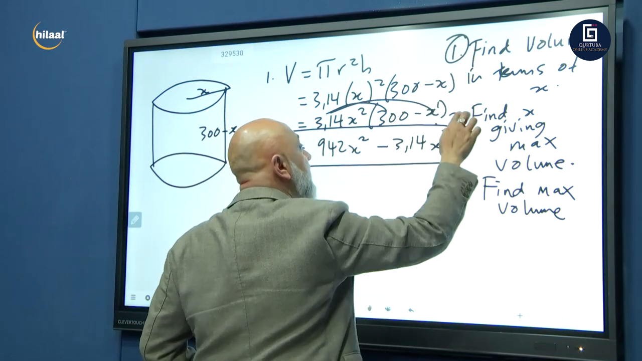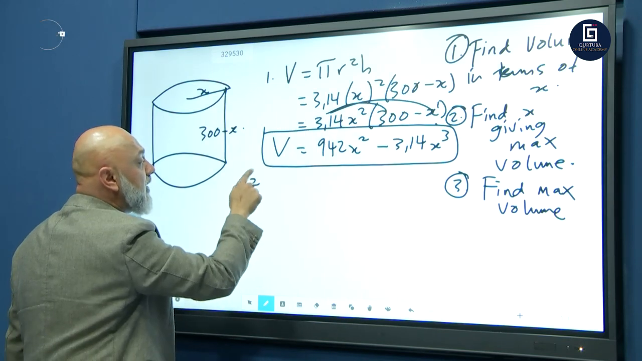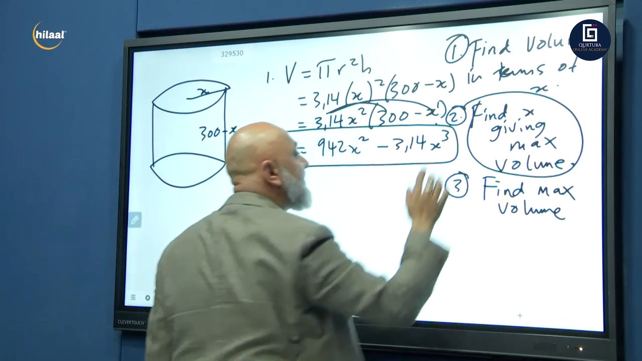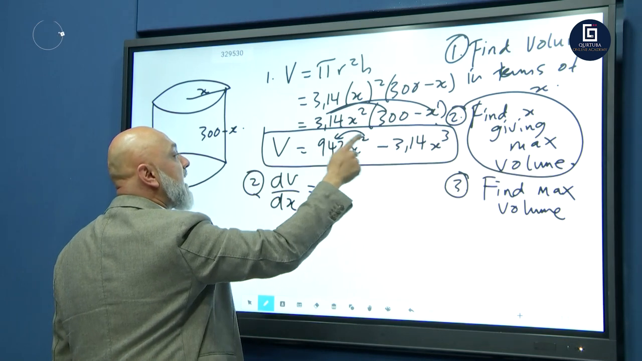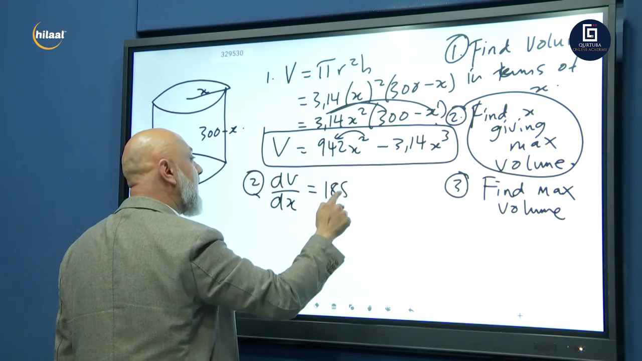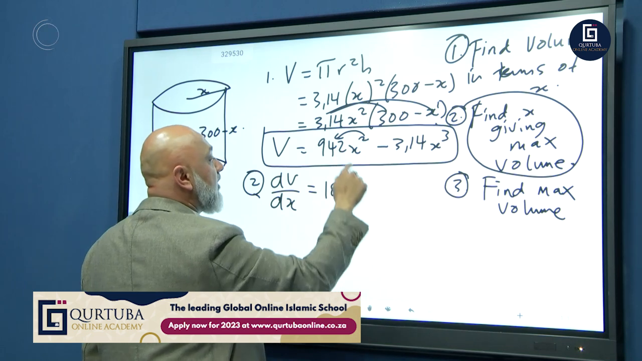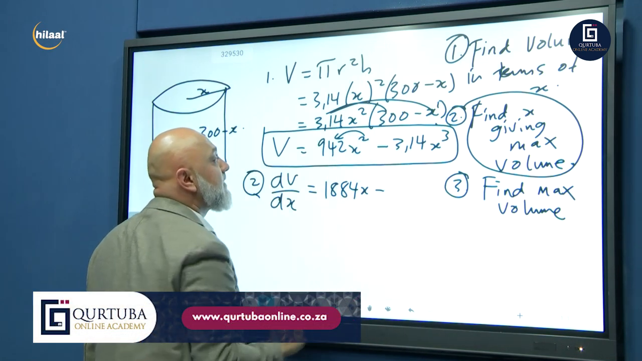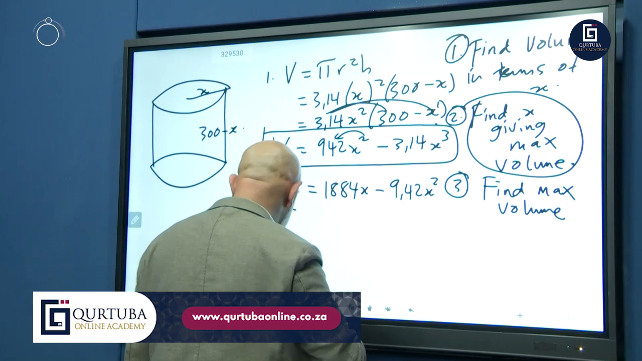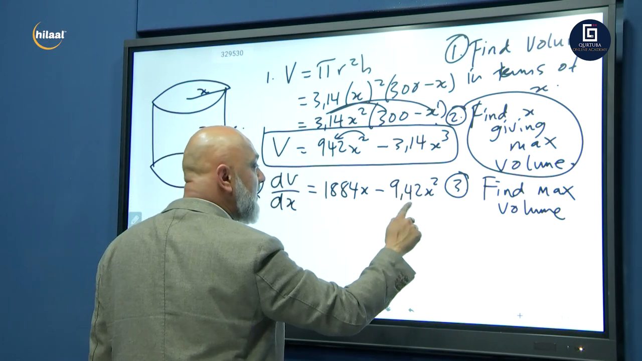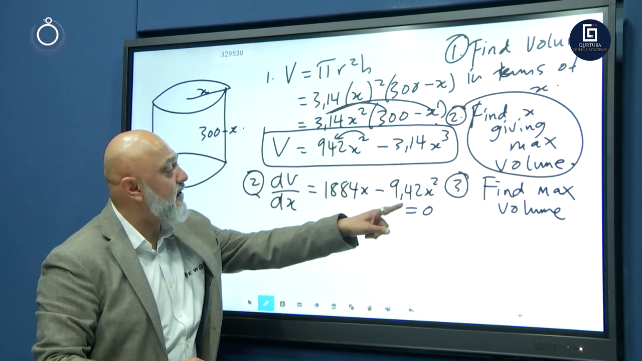That's question number one. All we did was substitute into the formula. Question number two: find x giving maximum volume. Now we're going to use the derivative. Therefore dV over dx is equal to 2 times 942, which is 1884 x, minus 3 times 3.14, which gives 9.42 x squared. For a minimum or maximum, the derivative must equal 0. So dV over dx equals 0.